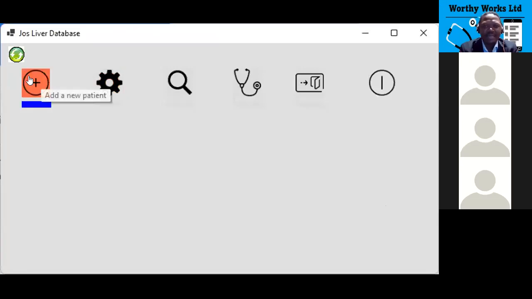There it is. When you hover over it, it changes color, and it will then say add patient. Here, update a previous entry. Here you can view all the patients. For example, you can do that and see all of them. You can scroll. The last patient we entered was myself, so you can see the entirety of it.